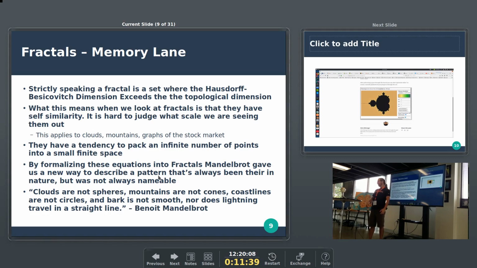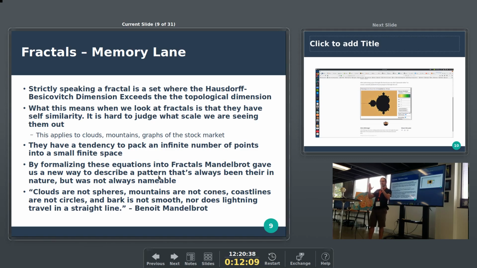And basically we find this all over nature. We find this applies to clouds, to mountains. It also applies to things that maybe aren't strictly natural, but that emerge from the behavior of many independent agents, things like the stock market. If you show people, even experienced traders, graphs of various stock markets and indexes divorced of their labels, it's very hard for them to judge what scale you're looking at. Is this a year? Is this a day?